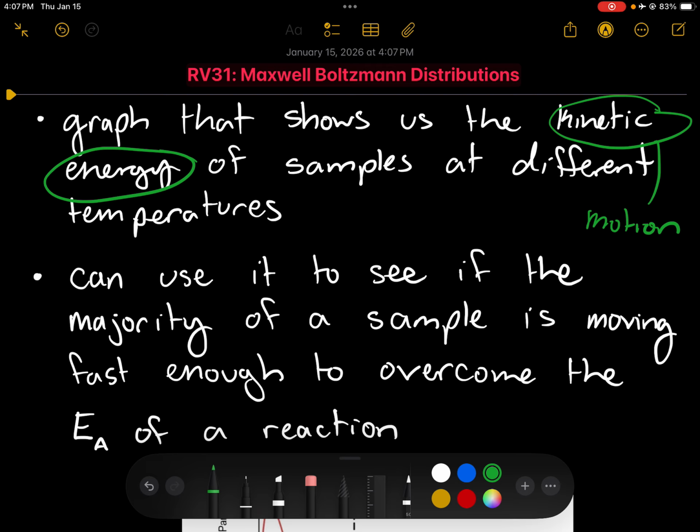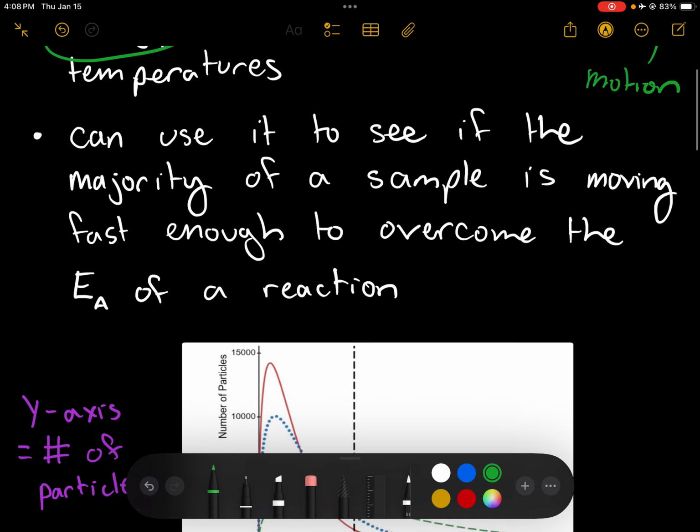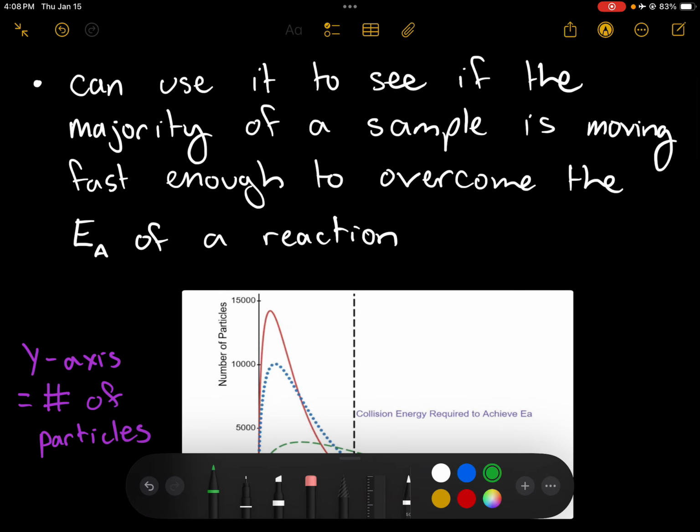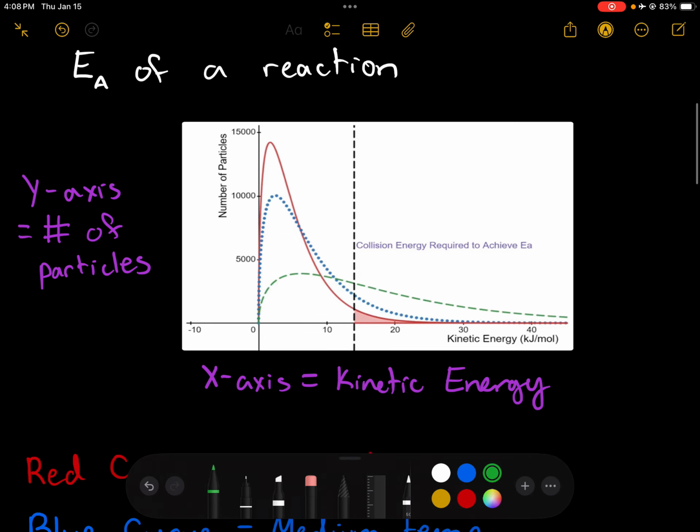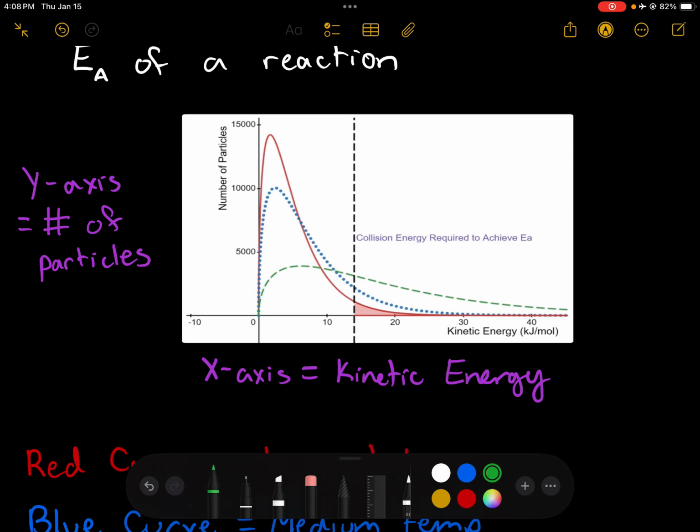So we're more or less talking about how fast those samples are going and what proportion of molecules within a sample are going what speed. Specifically, we need that because we need to be able to use it to see if the majority of a sample is moving fast enough to overcome the activation energy requirements of a reaction. Because as we know, when particles move faster, they hit each other with more force and they are more likely to react. So here is an example of a Maxwell-Boltzmann distribution.